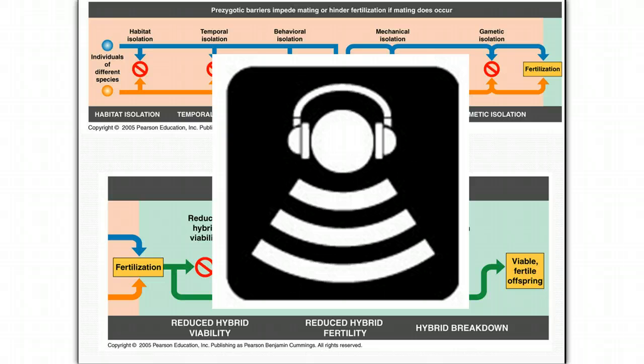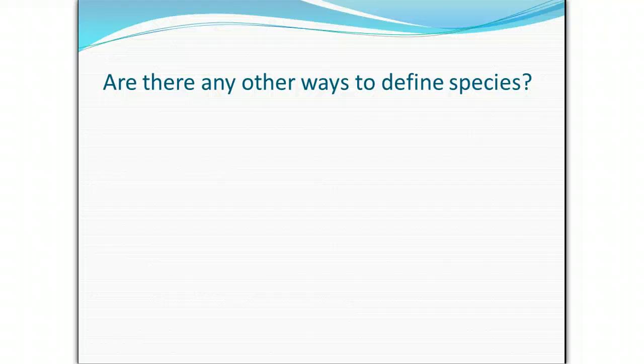Okay, moving on. So there's the biological species concept that says you're a member of your own species if you can mate and produce viable, fertile offspring with the other members of your species. If you cannot interbreed with the other members of this group, then you're not part of that species. That's the biological species concept. So are there any other ways to define species? There must be, because the rest of this slide is blank, right?